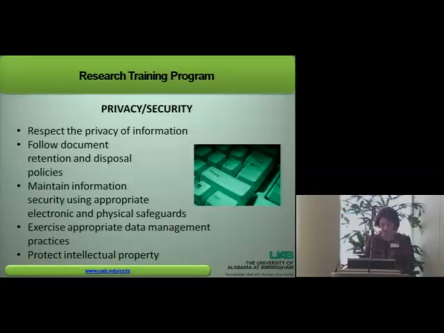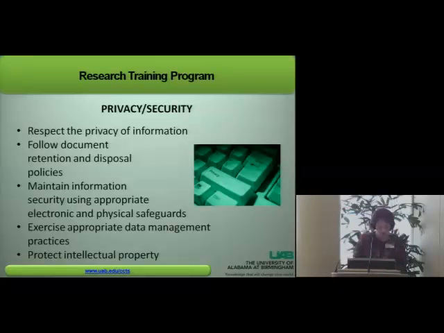Another common element relates to privacy and security. In terms of research, privacy and security are governed by HIPAA and IRB requirements, and other presenters within this series will focus more on these requirements in much greater detail, so I won't spend a lot of time here. Essentially, what we're trying to accomplish with a privacy element to a code of conduct is to respect the privacy of information. That may be patient records, that may be student records, that may be employee records.